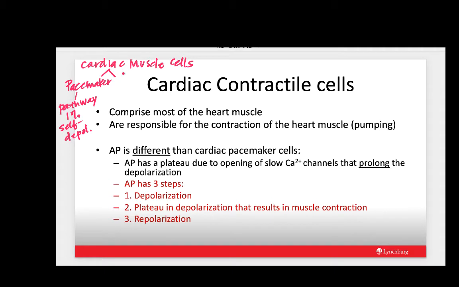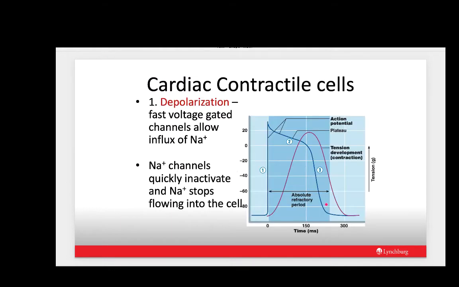Okay, now we're on the other side of things, and these are going to be our contractile cells. These are basically the other 99% of the heart, and these are the ones that are responsible for heart pumping or contraction. The action potential of cardiac contractile cells is different than pacemaker cells. So the tracing looks different. It still has 3 steps, but it has a plateau portion that allows for time for the heart muscle to contract. So let's take a look at the contractile cells.